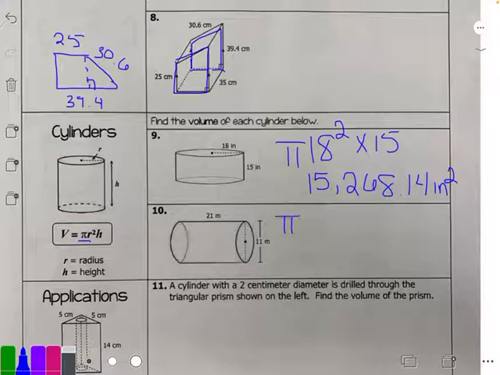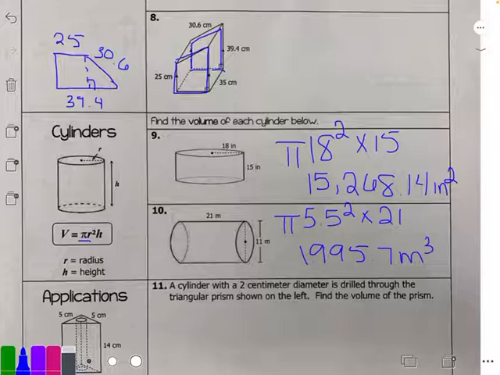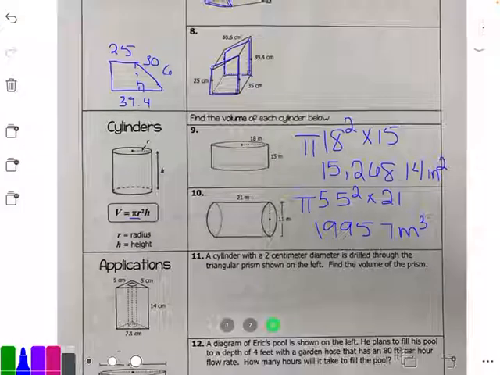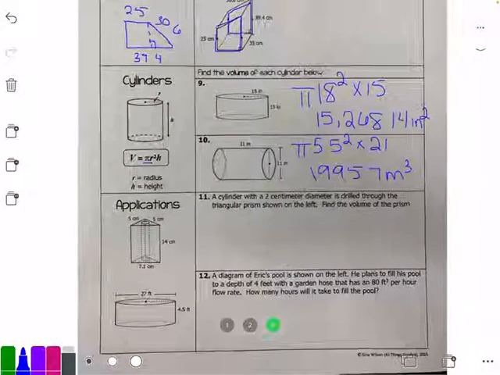Pi. 11 is your diameter, which means 5.5 is your radius, times the height of the cylinder, 21. 5.5 squared times pi times 21. All that needs to be plugged into a calculator. 1,995.7 meters cubed. These two application problems I'm going to leave for you. The pictures for each question are drawn to the left of the question, so please refer back to that question and let me know if you guys need any help.